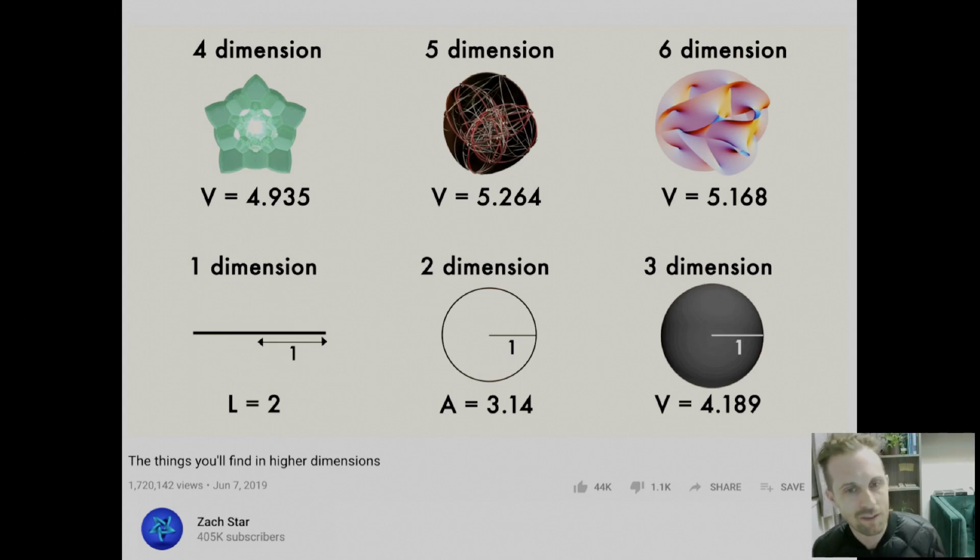And what Zac Star points out is that even though these things are very difficult for us to visualize because we are three-dimensional beings, in mathematics it's far more straightforward to calculate the parameters of much higher dimensions than three: 4 dimensions, 5 dimensions, 6 dimensions, and so on.